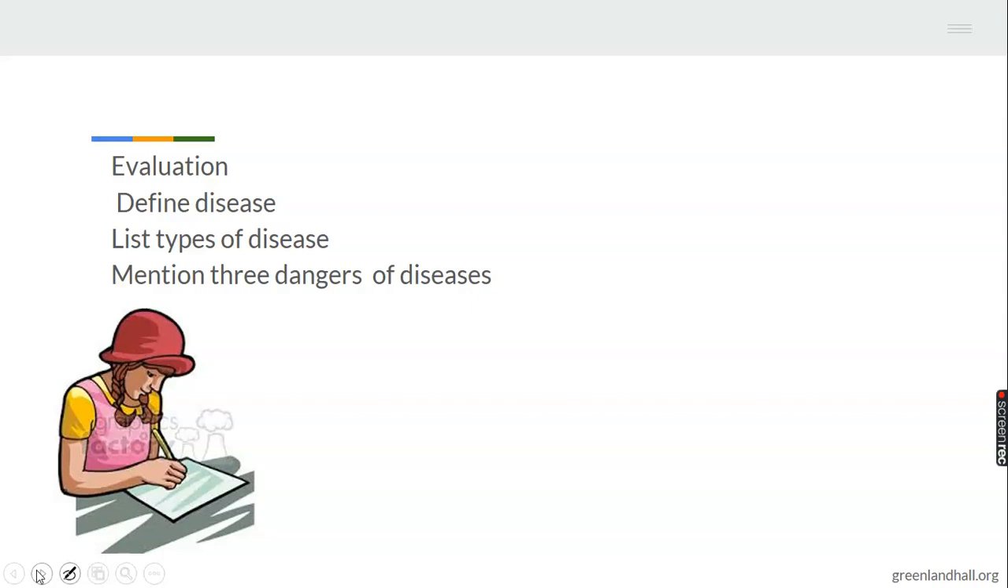Let's see the evaluation. Can you define disease for me? Okay. Do you want to give it a shot? Define disease. All right. Okay. That's nice. Can you list the types of disease that we have? Okay. Brilliant. Now just mention 3 dangers of diseases that you know. I know I've exposed you to some of them. I've taught you some, but it could be outside of what you have learned today. Just 3. Brilliant. Nice work.